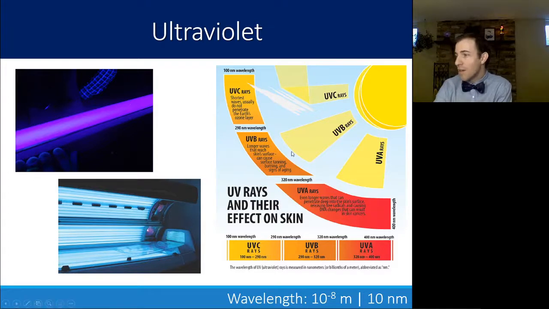UVB has a longer wave, which causes tanning. UVA is a shorter or even longer wave that penetrates deep, and can really cause some damage there as well. So these high energy rays can cause damage because they have so much energy to them. There are some other examples of UV light as well that we have man-made here on Earth.